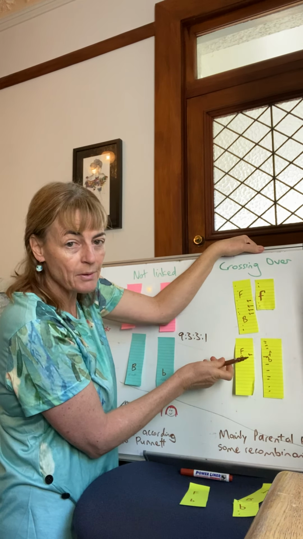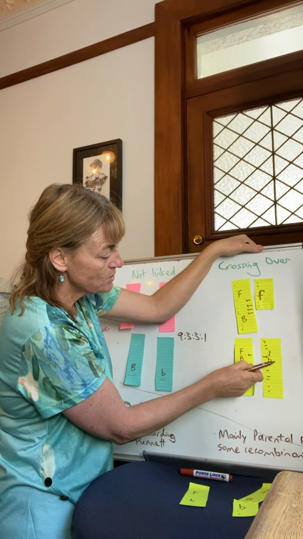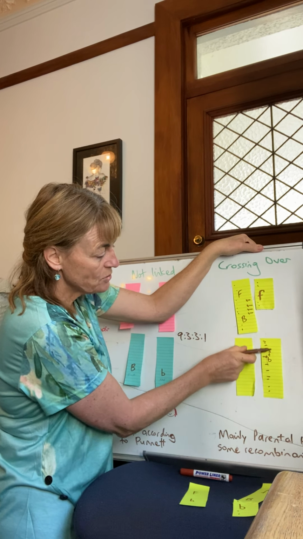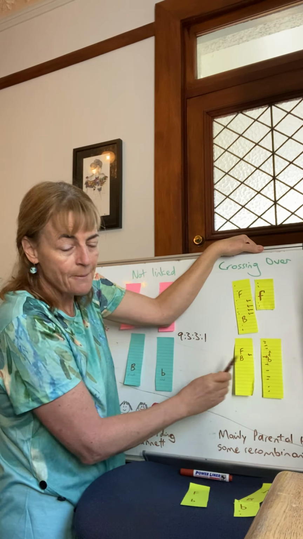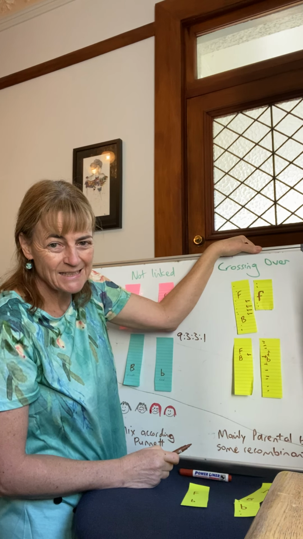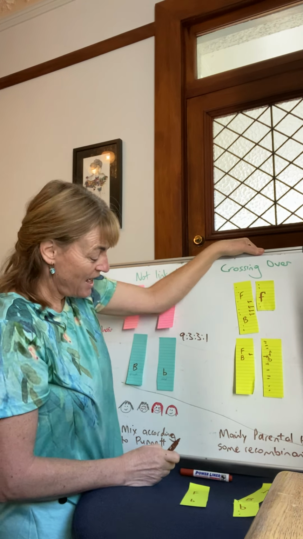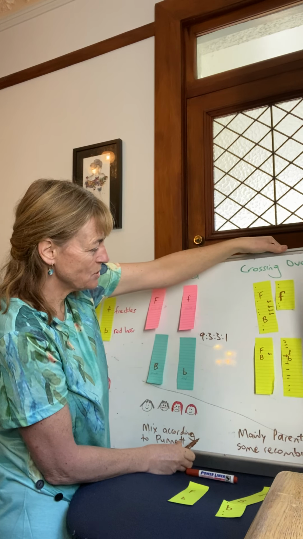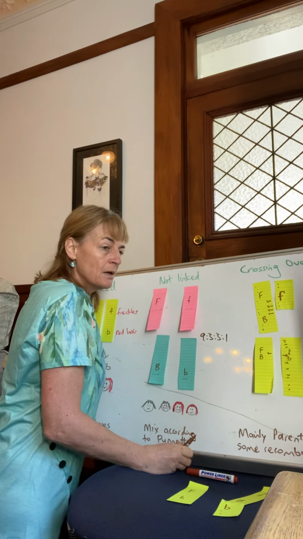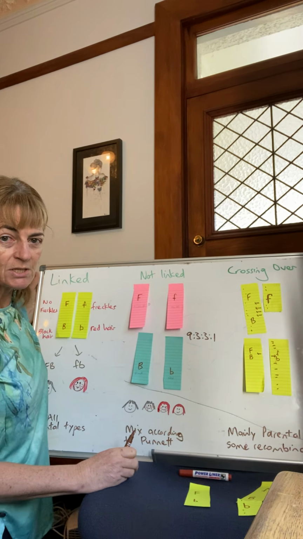So it could still happen, but the likelihood is, because they're so close together, that they'll end up either travelling with this half or that half when the crossing over occurs. I know that's a bit tricky. But anyway, that's my explanation of linked genes and non-linked genes and crossing over.